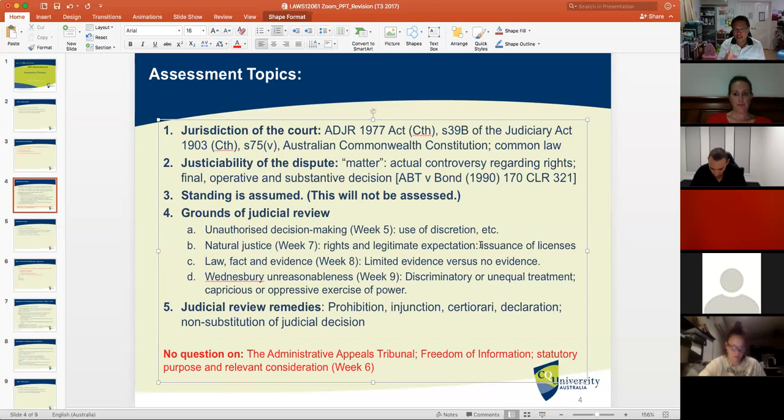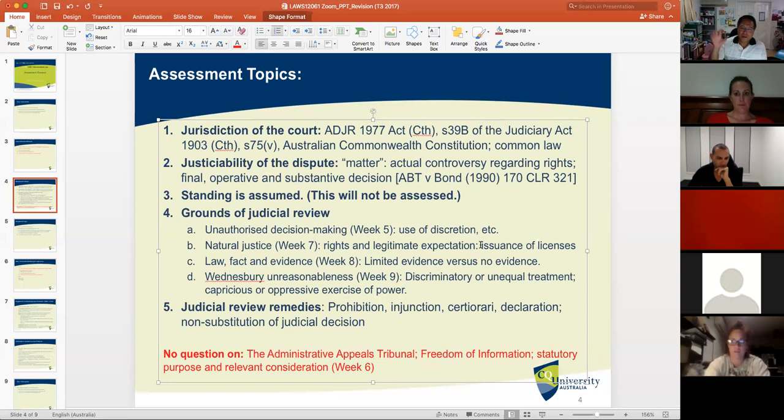Focus on these ones. Now, I want to emphasize, because I think there was a very good question asked, I can't remember now who asked the question, but about whether prohibition and certiorari and so on. So what we need to remember is that as far as the ADJR Act is concerned, if it is possible for you to apply for those particular orders under Section 12, do it. Okay?